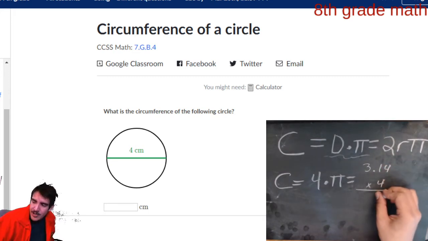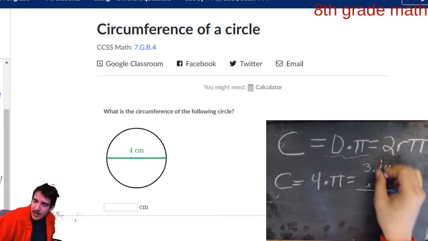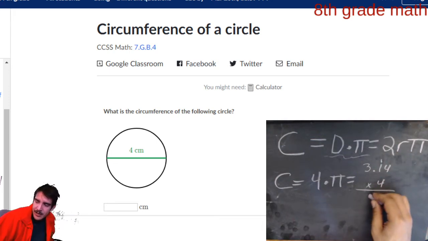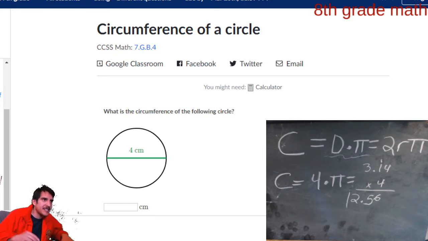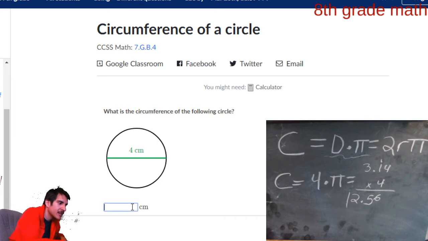4 times 4, 16, carry a 1. 4 times 1, 4, plus 1, that's a 5. Put a decimal point, and then 4 times 3, 12. Easy. 12.56 centimeters is the circumference. So let's enter that. 12.56 centimeters. Hooray.